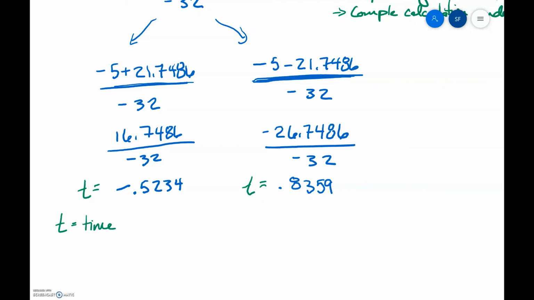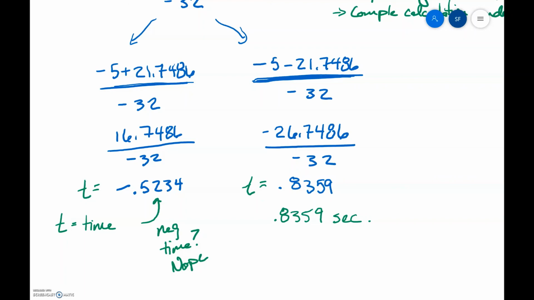So does it make sense to have a negative time? No, that would be talking about before we actually threw the ball, and that doesn't make a whole lot of sense. Does it make sense to have a positive time? Well, yeah. And so this would be 0.8359 seconds. So the question now becomes, does this answer make sense? So it takes less than a second to hit the ground.